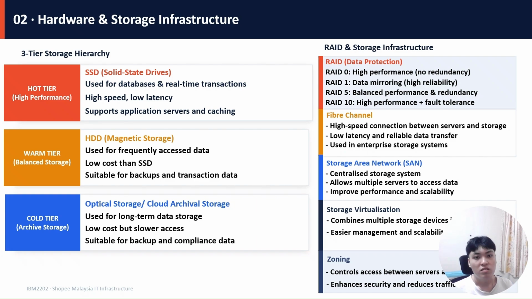To ensure data reliability, Shopee uses RAID technology, including RAID 1, RAID 5, and RAID 10, which provide redundancy and fault tolerance. Fibre Channel is used for high-speed communication between servers and storage systems. Additionally, Shopee uses a storage area network to centralize storage and improve scalability. Technologies like storage virtualization and zoning are also implemented to enhance security and performance.